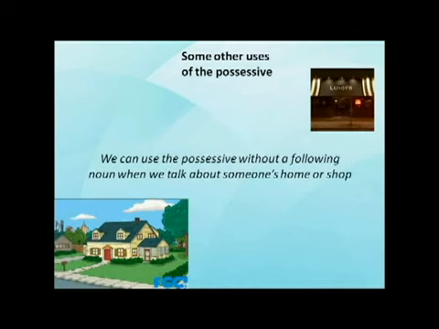We can use the possessive without a following noun when we talk about someone's home or shop. See ya, I'm going to Michelle's. It can be Michelle's house, Michelle's flat, Michelle's apartment. In Spanish we would say nos vemos, voy para lo de Michelle. That is a very common use in places such as Spain and Argentina. Or we would just say nos vemos, voy a la casa de Michelle, voy al apartamento de Michelle.